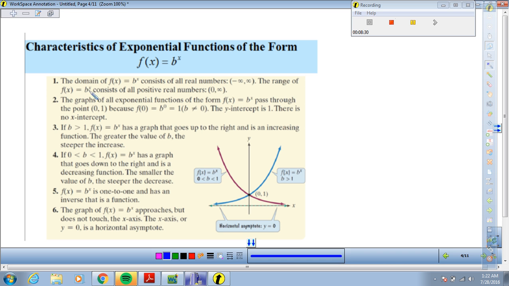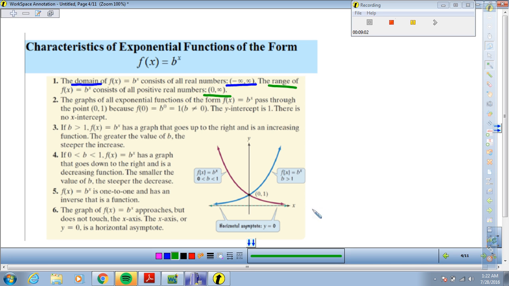The domain of an exponential function consists of all real numbers. So the domain, that's something that you have to memorize. The domain of an exponential function is all real numbers. The range of an exponential function is from 0 to infinity. Now, we are talking about the domain and the range of an exponential function that is called the parent function, like it's the basic function, right?